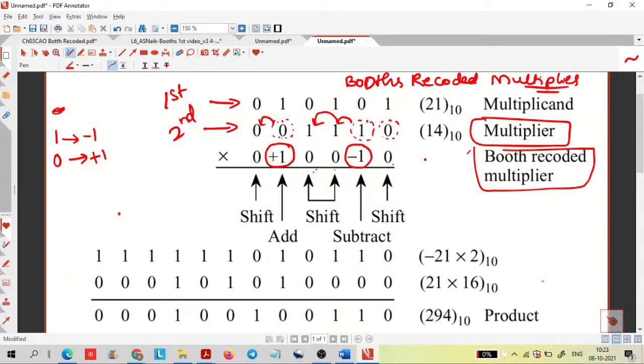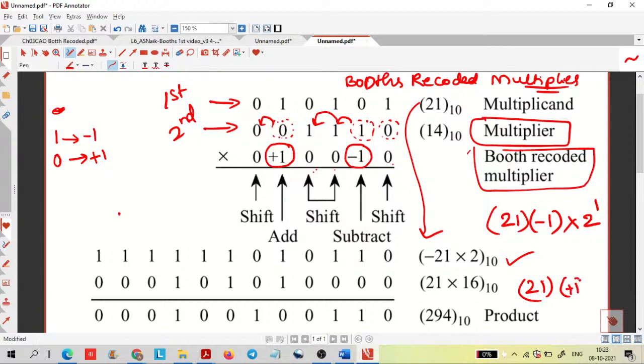Okay, so once you are done with the Booth recoded multiplier, you need to take the multiplicand value. What is the multiplicand value? 21. So 21 into, you just neglect this 0 because any number with 0 is 0. So just consider plus and minus. So this multiplicand value 21 into -1 is -21, into the position, what is its position? 2 raised to 1. So -21 into 2. We got this one, the first number. Then next, 21 into plus 1 into 2 raised to 4. This position is 2 raised to 4. So 21 into 16. This one, second.